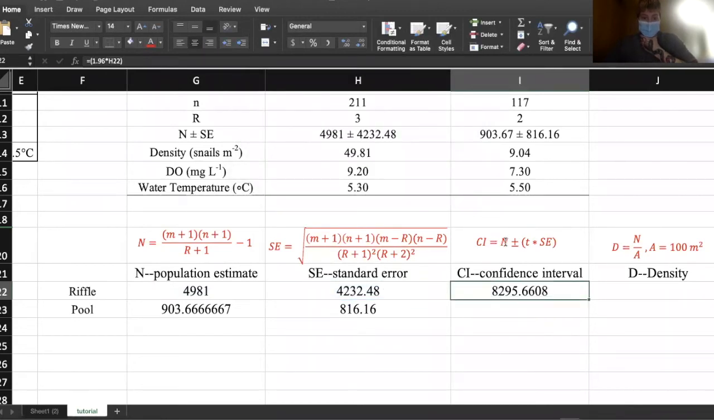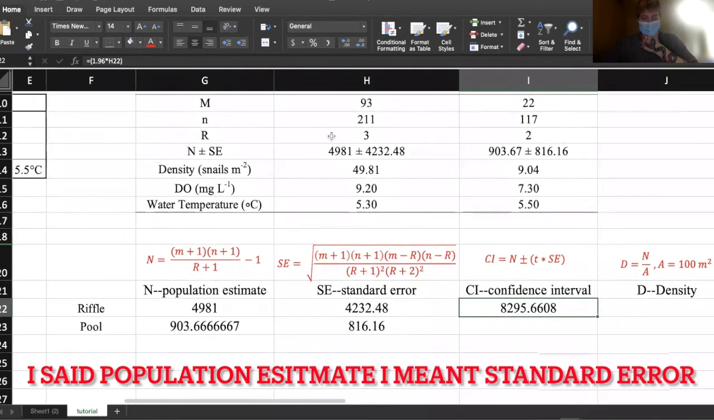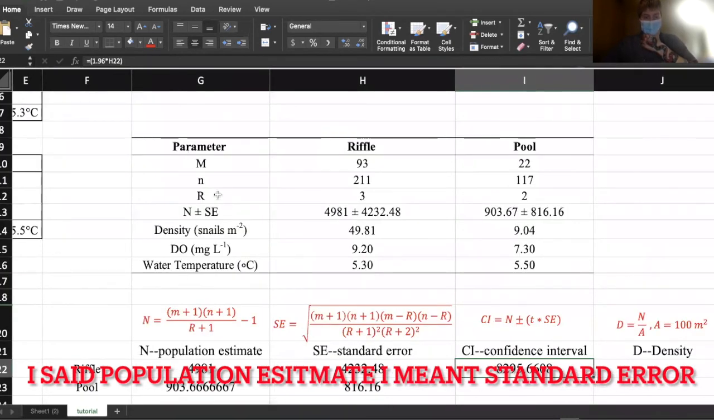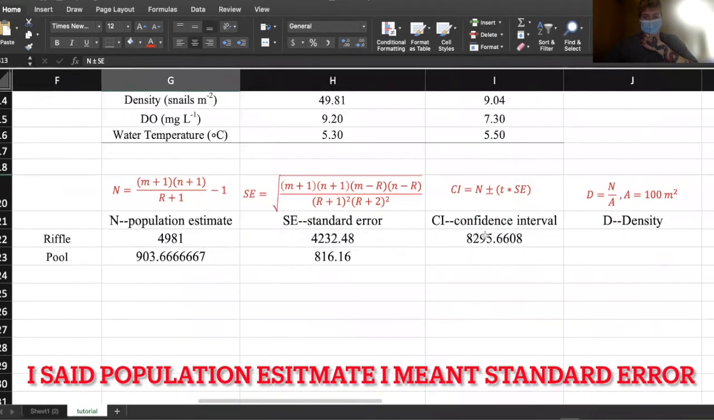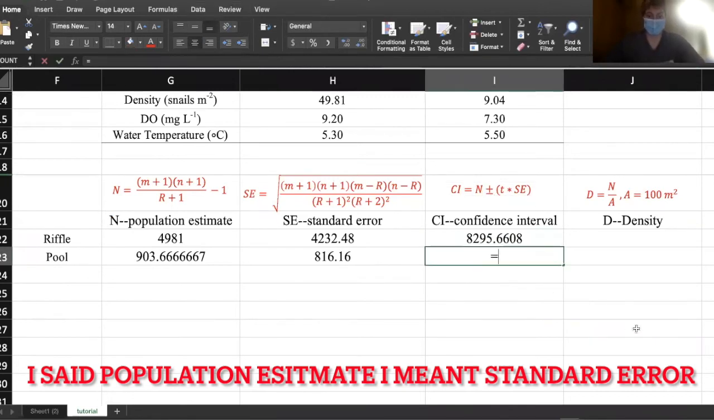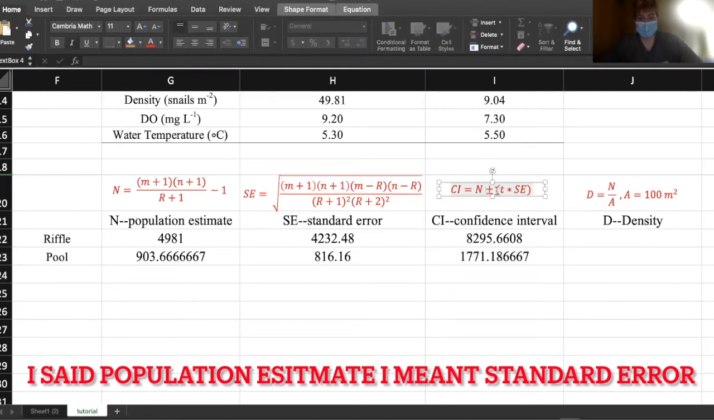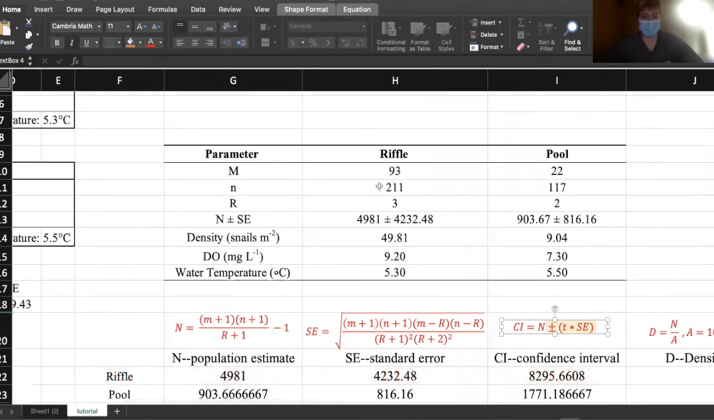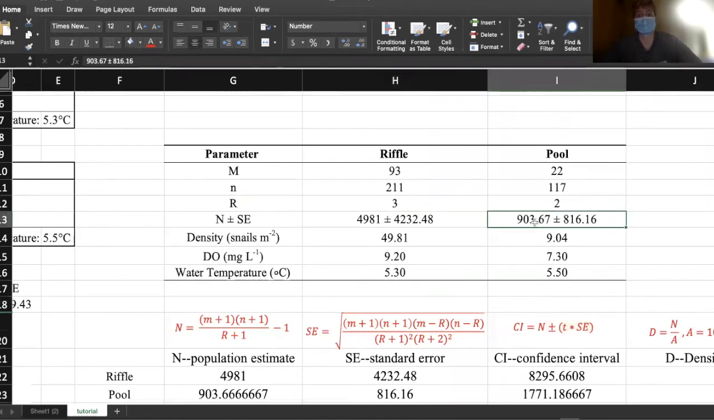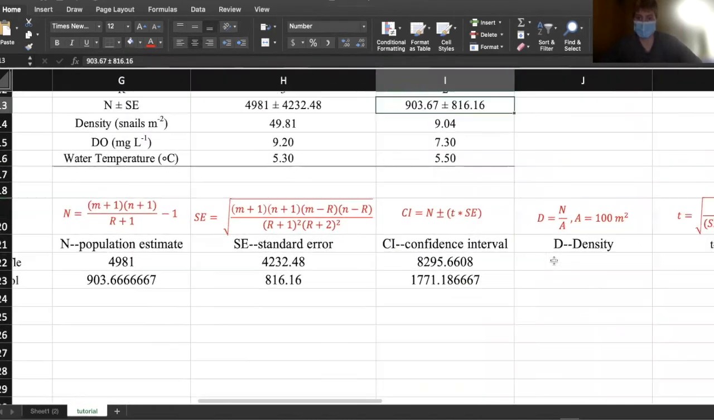When you report the confidence interval, you're going to put it as I have up here in this table, N plus or minus the SE. So don't do what I just did and add the N to it. Again, for clarification, the confidence interval is the critical value 1.96 times the standard error. So right here I'm just calculating this part, and then you add the N, your population estimate, in front of that, like it is here when you do your tables.